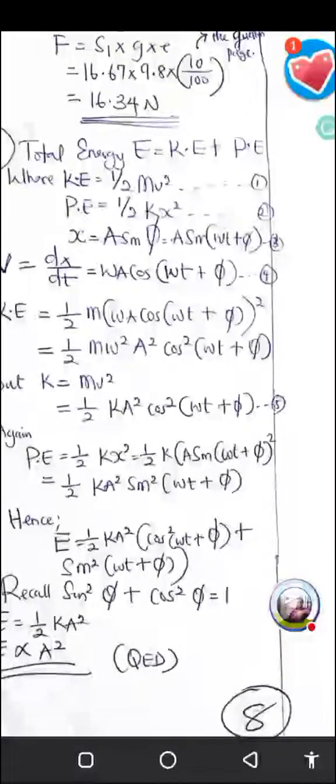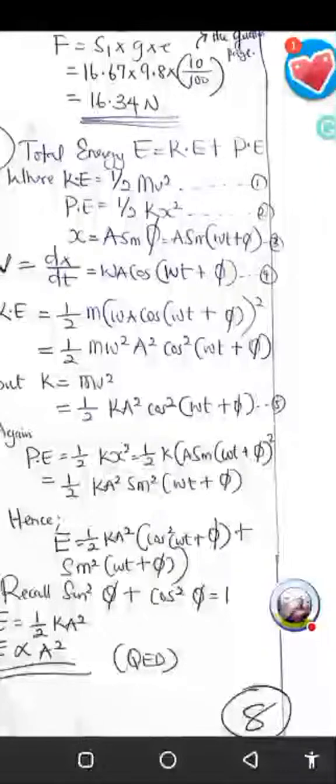You are going to have half k a square being common, then into sine square omega t plus phi plus cos square omega t plus phi. And in basic trigonometry, sine square A plus cos square A equals what? 1. So at the end of the day, the cos square and the sine square will disappear, leaving you with half k a square. So you can relate those to the constant of the equation.